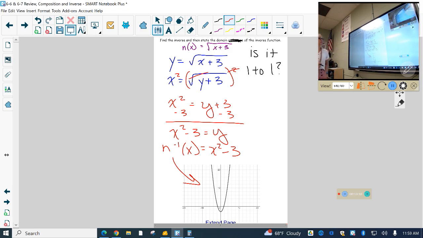And it asks, what is the domain of the inverse function? The domain of this function, does it ever stop going left? Does it ever stop going right? No, so all real numbers. The domain is all real numbers.